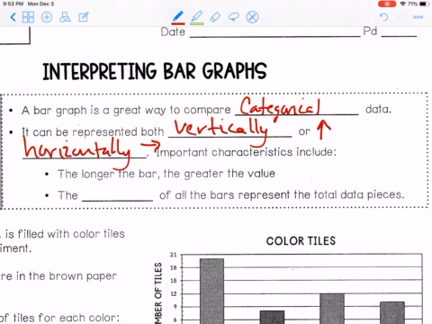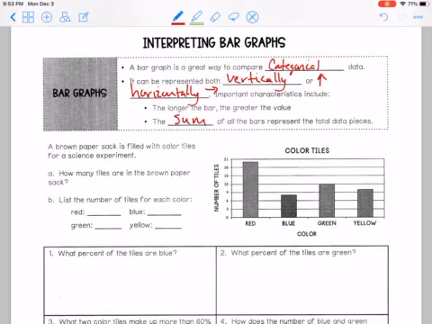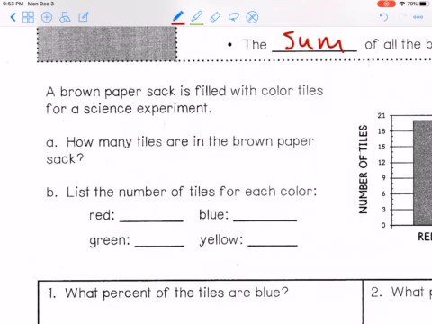The longer the bar, the greater the value, and the sum of all the bars represent the total pieces. So when we look at the bars, we need to find out what the total parts complete is. So at some point, we're going to have to add everything. It says a brown paper sack is filled with colored tiles for a science experiment. How many tiles are in the brown paper sack?